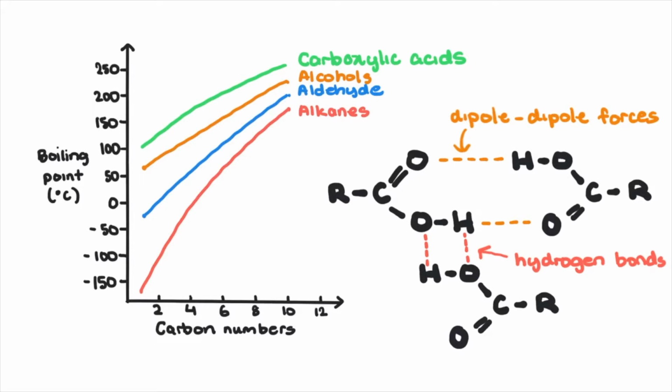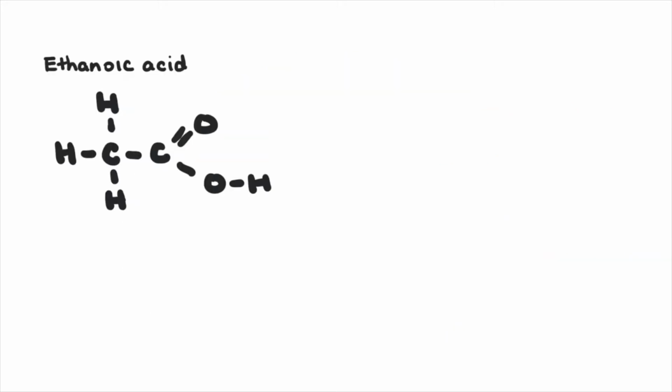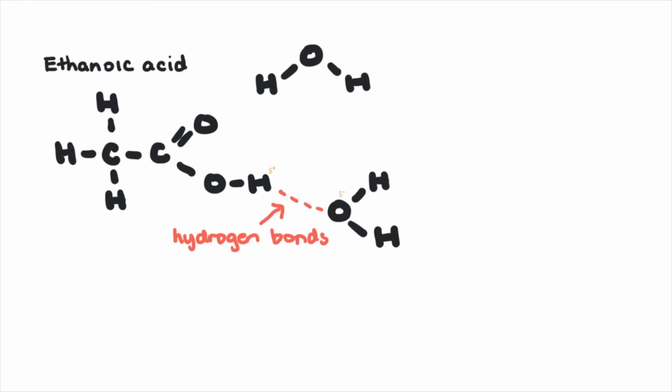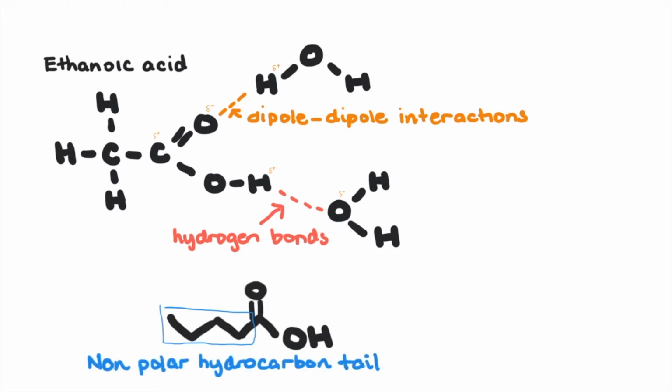It's these forces that also explain its solubility in water. Methanoic to butanoic acids are all soluble in water as the hydroxyl groups can form strong hydrogen bonds with water molecules, and the carbonyl group can form dipole-dipole interactions. As the non-polar hydrocarbon tail increases, like from pentanoic acid onwards, it becomes increasingly difficult for these bonds to form, so the solubility decreases. Carboxylic acids are also known as weak acids as they only partially ionize in water.